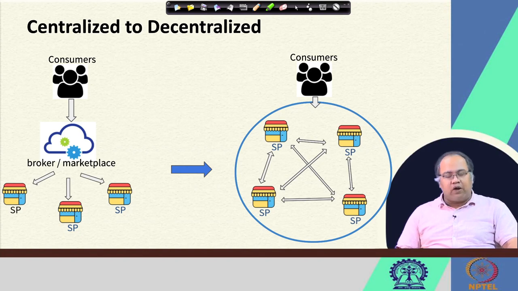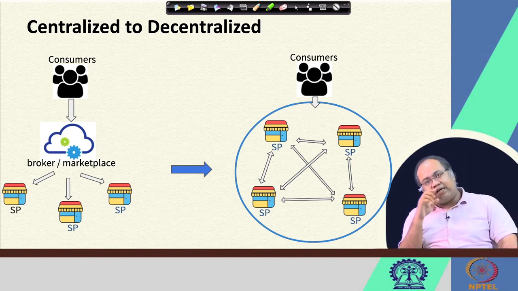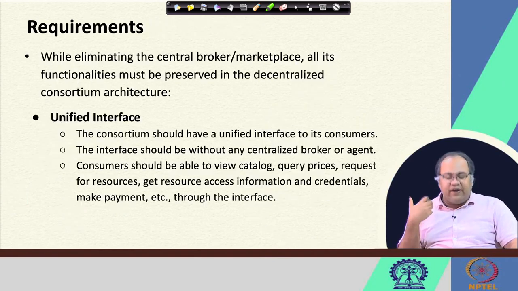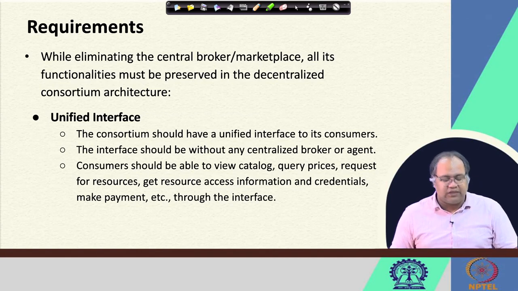As I mentioned, our broad objective was to move from a centralized marketplace to a decentralized marketplace, from this left side centralized architecture to a common decentralized architecture, where I will have a decentralized interface through which the consumer will be able to interact with the service provider. If I try to design such an architecture, let us first understand what the requirements are. The primary requirement is that while eliminating the central broker or marketplace, we need to carefully design the architecture so that all its functionalities are preserved in the decentralized consortium architecture as well.